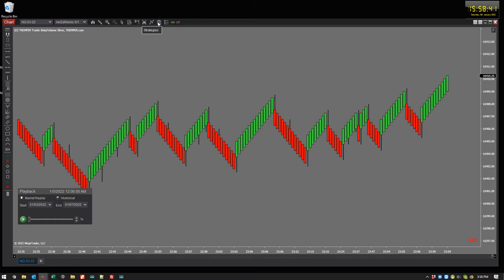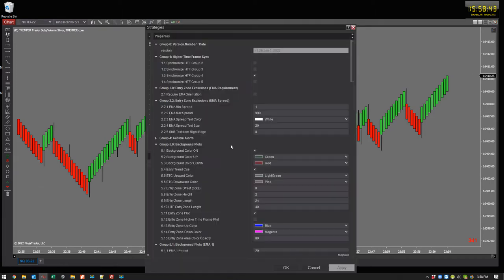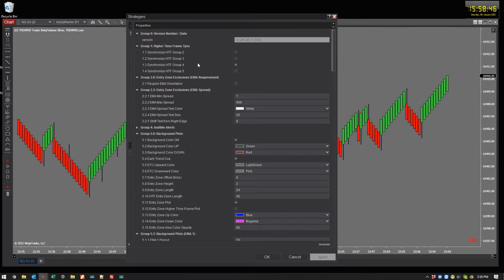So let me go through these settings here real quick, and I'm going to try to keep this to a minimum because I've just spent way too much time on it. So this is version 128 of the TREMPER Trader.